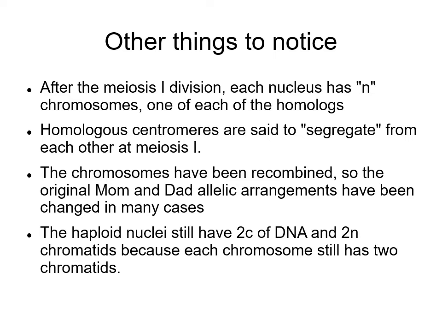Okay, I think I just said all this. It's important. The haploid nuclei after meiosis 1 still have 2C of DNA and 2N chromatids because we haven't had meiosis 2 yet.